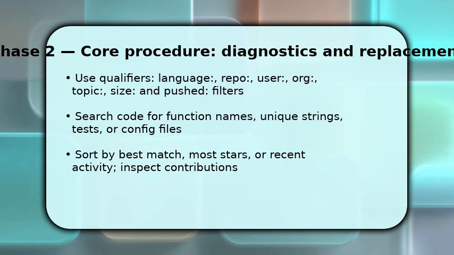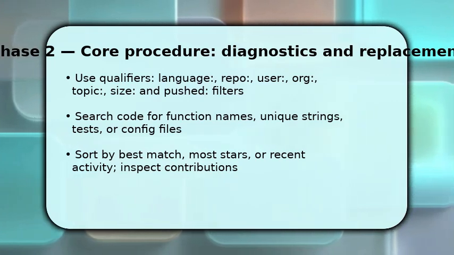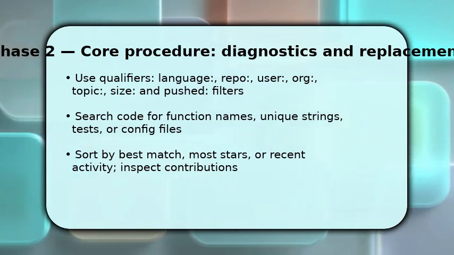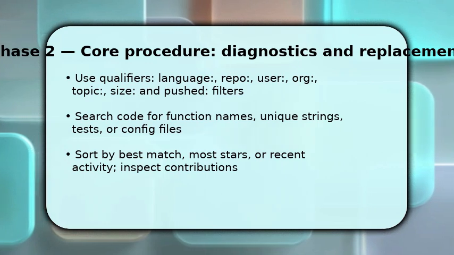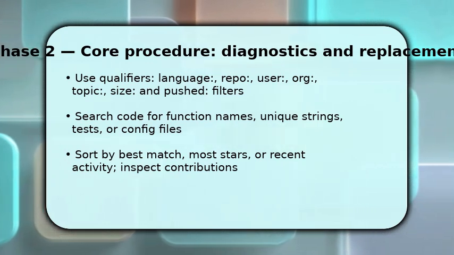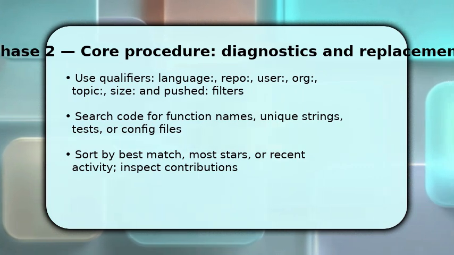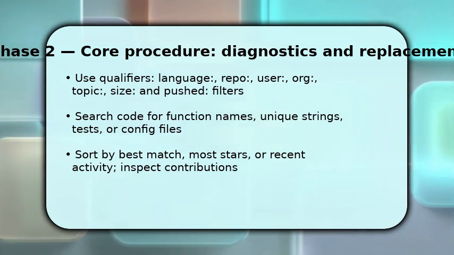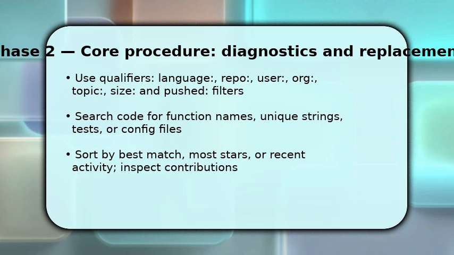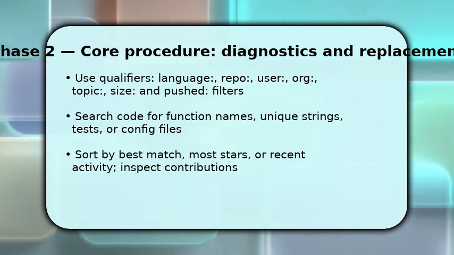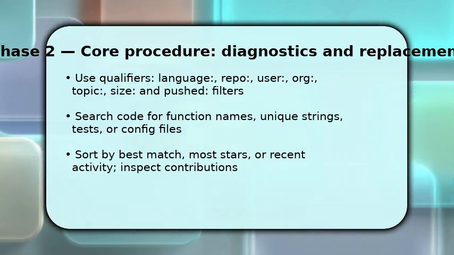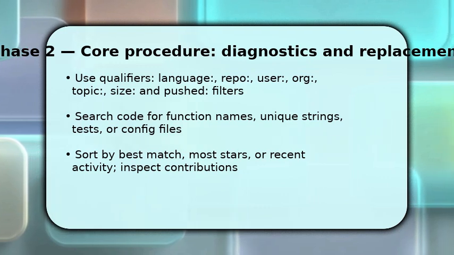Now you refine results using qualifiers to surface candidates who actually write the tech you need. Combine language Go with topic, microservices, or repo, company/project to find contributors. Once you have results, search code for unique function names, tests, or config to confirm real work. Also, sort by stars or recent activity to prioritize active maintainers.